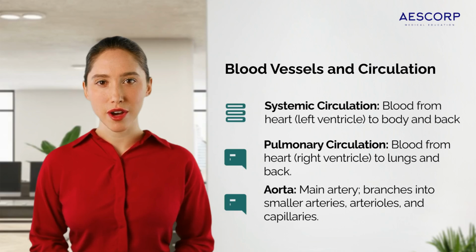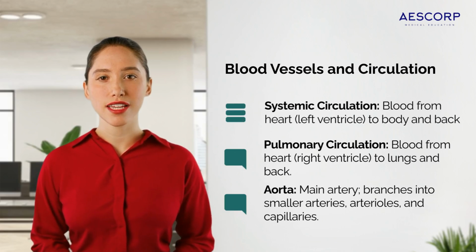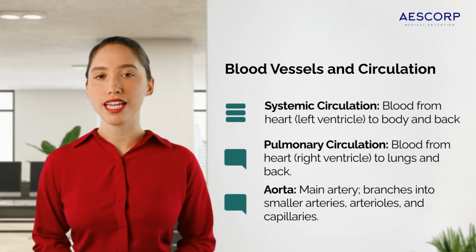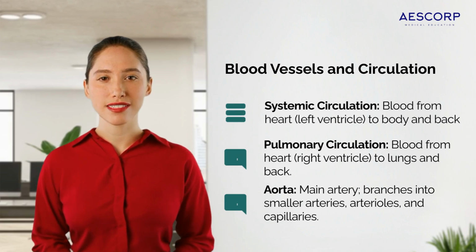The aorta is the largest artery, which branches into smaller arteries that carry blood to various parts of the body. The arteries then branch into smaller vessels called arterioles, and eventually into capillaries where gas exchange occurs.